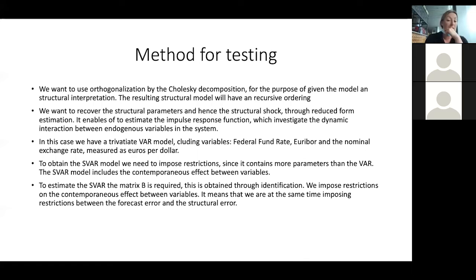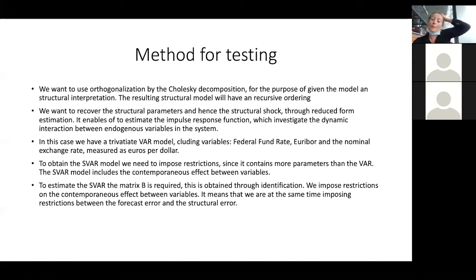So as I said before, by autocorrelation, by the Cholesky decomposition, we wanted to give the model a structural interpretation. And we have as a result a structural model with recursive ordering, and we wanted to recover those structural parameters. And this is done through reduced form estimation, and that enabled us to estimate the impulse response function, so we can investigate the dynamic interaction between endogenous variables in the system. And as I said, we have a three-variate VAR model.